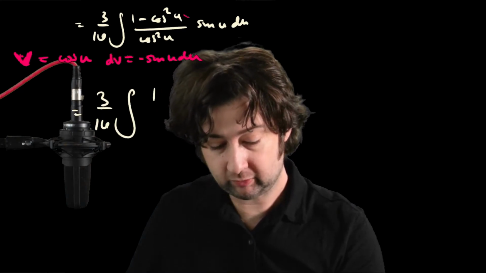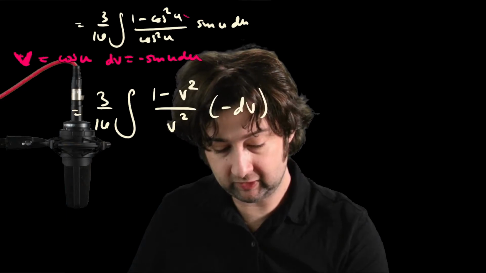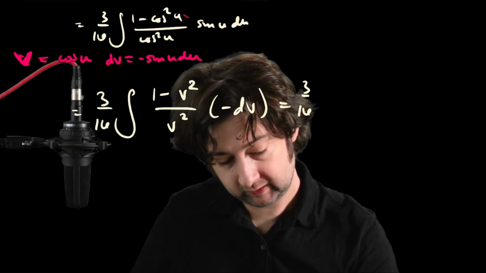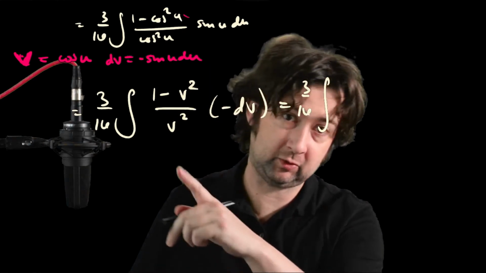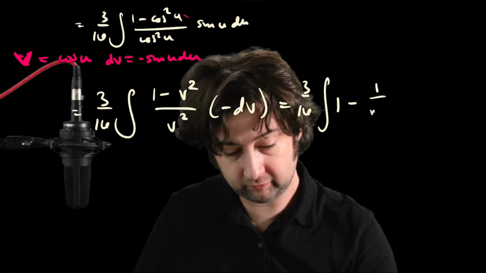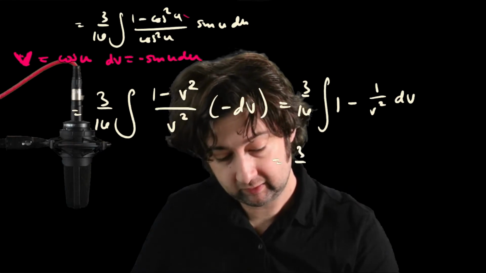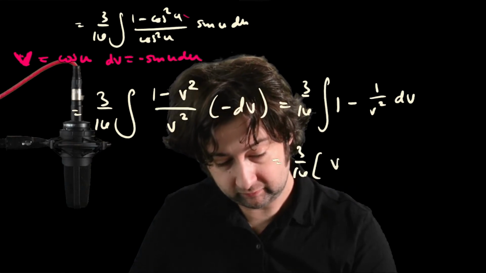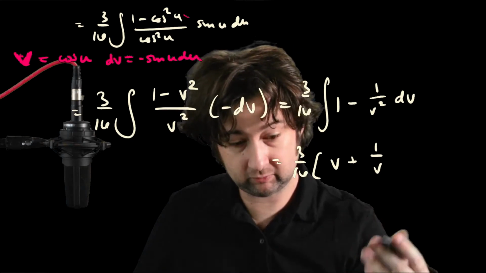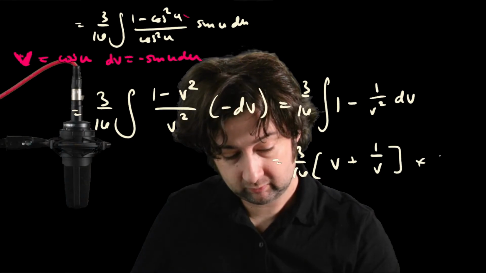3/16 the integral of (1 minus v squared) over v squared times minus dv. And that's equal to 3/16 times the integral. Splitting the fraction and multiplying in the negative sign is going to get us 1 minus 1 over v squared dv. And that is 3/16 of v minus 1 over v plus, because of the chain rule, the integral of 1 over v squared is negative 1 over v plus c.